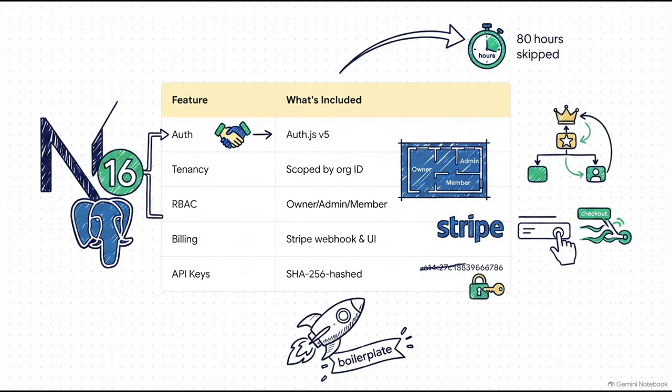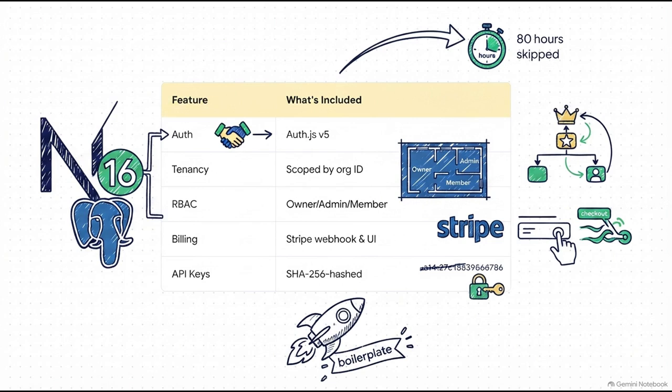Auth.js version 5 handles your logins. Your Stripe webhooks are pre-mapped for billing, complete with UI. It even generates SHA-256 hashed keys for your public APIs. It brings role-based access control, like owner, admin, and member roles, and full multi-tenancy natively right into the codebase. This demonstrates exactly what we mean when we talk about skipping 80 hours of boilerplate.